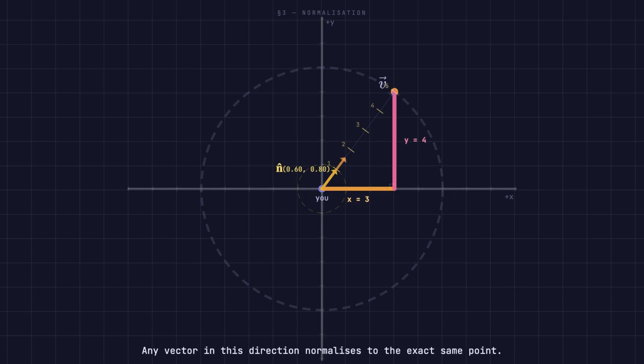The cool thing is, if you take any vector pointing in the same direction, long or short, they all normalize to the exact same point.